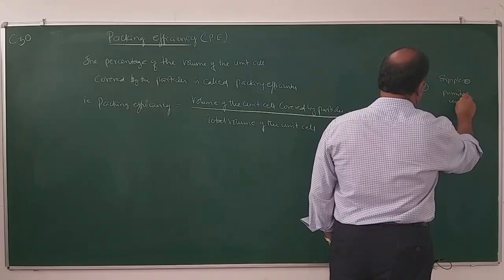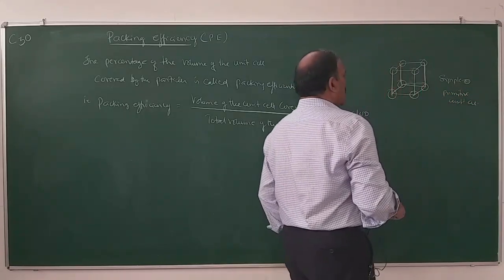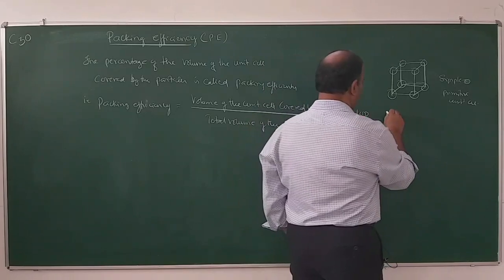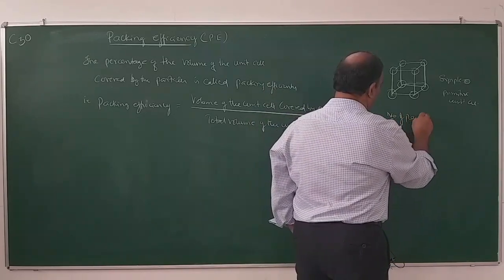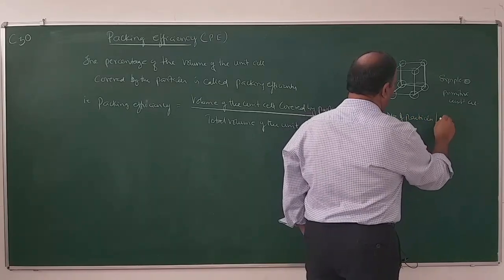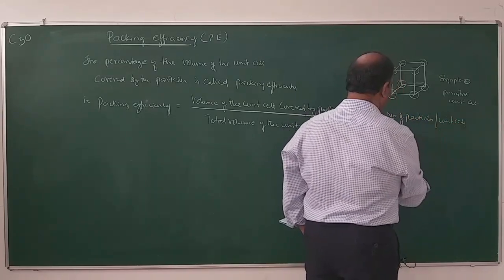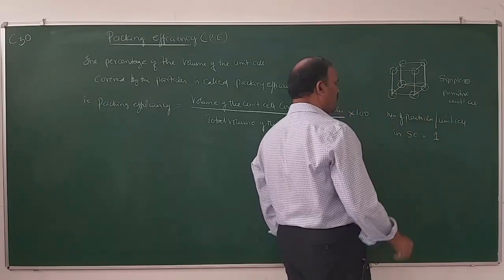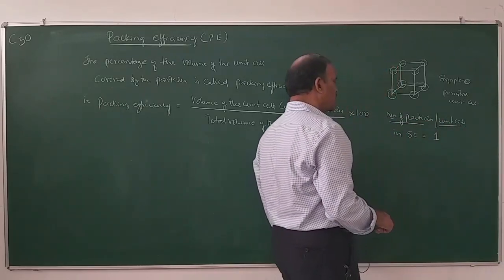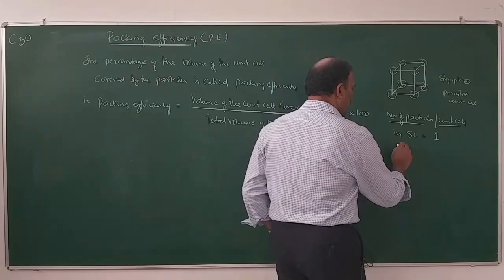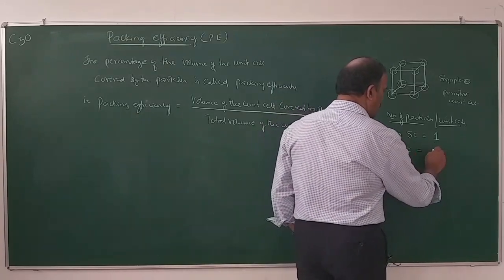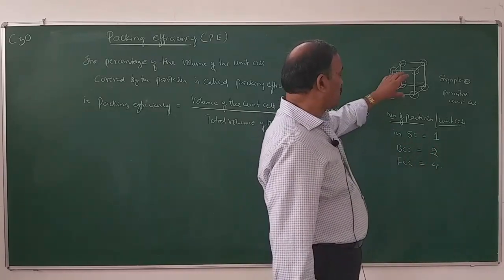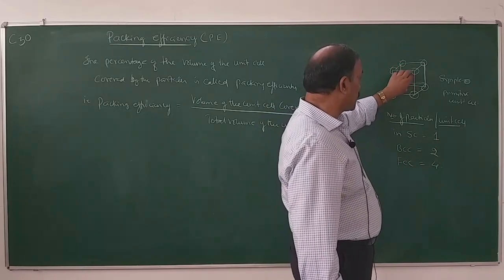Primitive unit cell. So here we have calculated the number of particles per unit cell. The number of particles per unit cell in simple cube is equal to 1, in body centered cube is equal to 2, and in face centered cube is equal to 4.